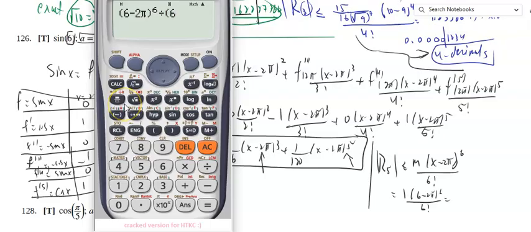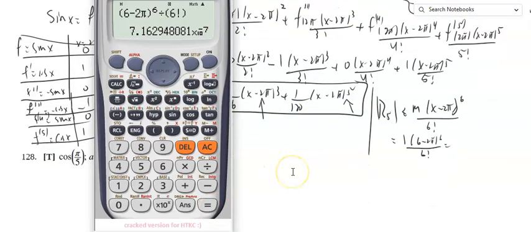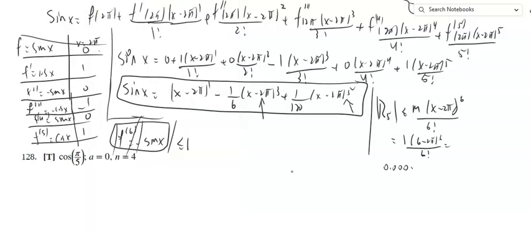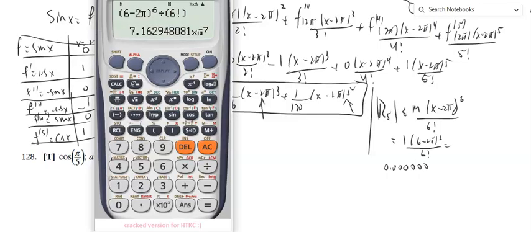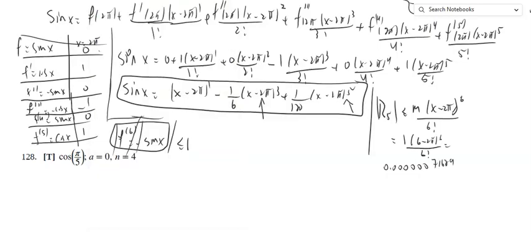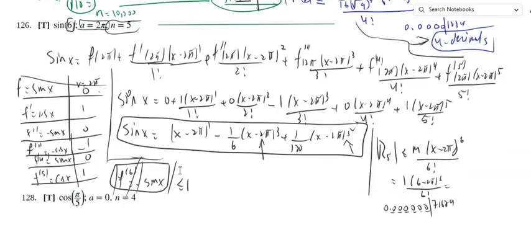6 factorial, or 720. I'm getting this to be 0.12345671629. So this should be accurate to 6 decimal places. Well, let's see if that works.